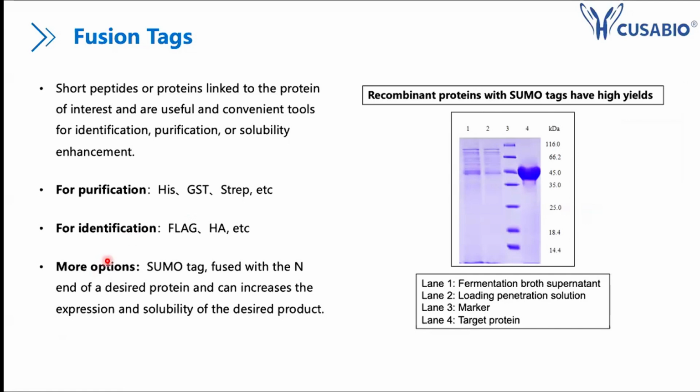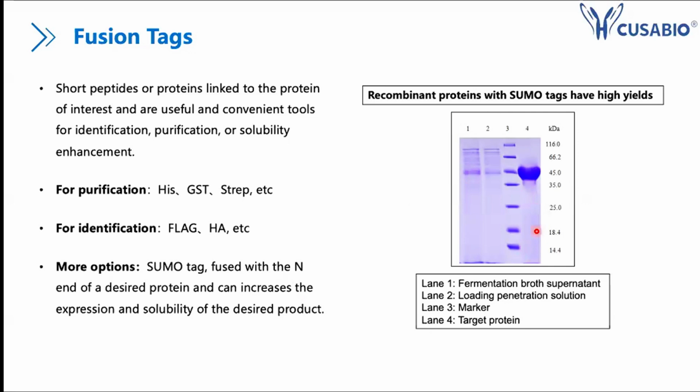Except the common tags in the market, there are a lot of other options. So for example, the SUMO tag. In our company, we use the SUMO tag a lot. Here is one example. We put the SUMO tag at, I think, the N-terminal of our proteins, and the SUMO tag increased the expression of the target protein. And as I showed you here, lane 4 is the purified target protein.